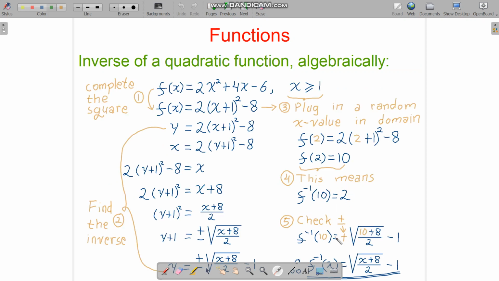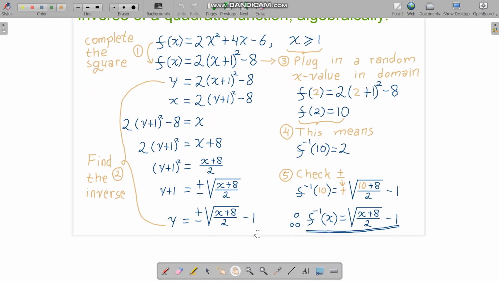Finding the inverse of a quadratic function algebraically. First step, we use completing the square to find the completed square form, and then we replace f of x with y. Then we find the inverse by swapping the x and the y, and then we solve for y by switching sides, adding 8 to both sides, dividing both sides by 2, taking the square root of both sides, and subtracting 1 from both sides. So this is what we get.